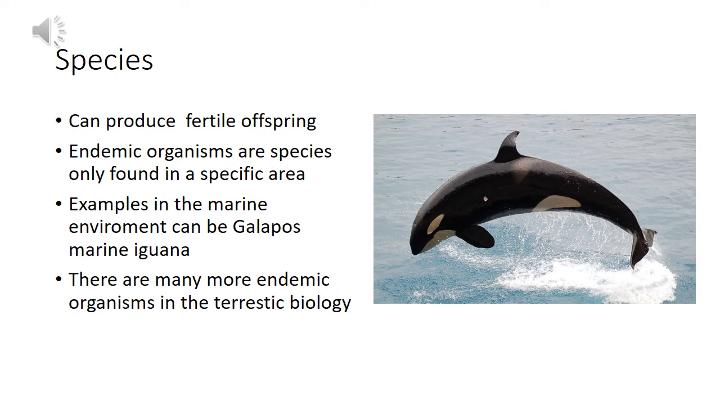Endemic organisms are species only found in a specific area. An example here could be the Galapagos marine iguana, which is only found in the Galapagos. Now, we tend to see more of these endemic species in terrestrial biology, because in the oceans, all our oceans are connected, so things can move around way more freely than, let's say, for example, snakes on a remote island.